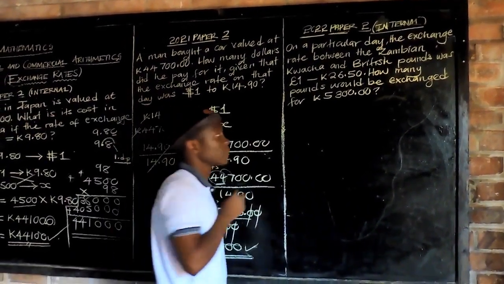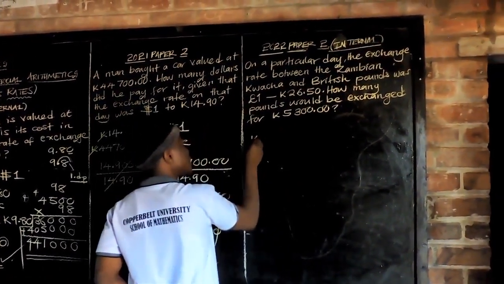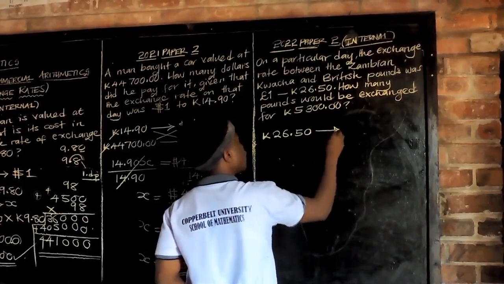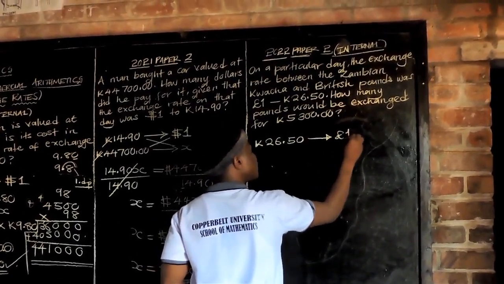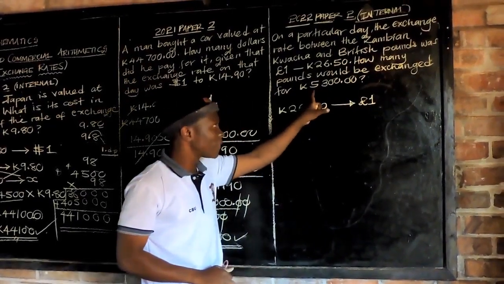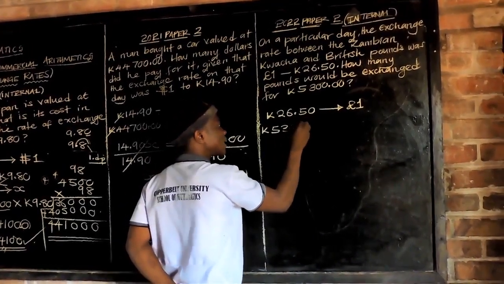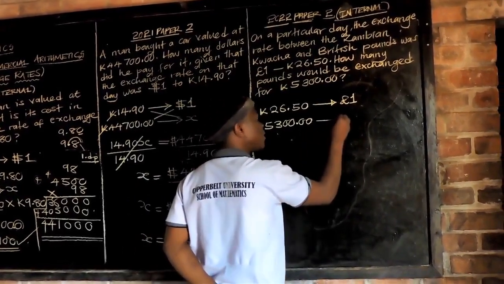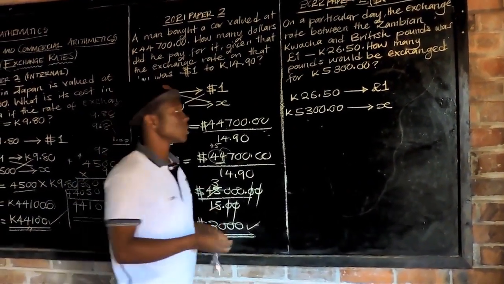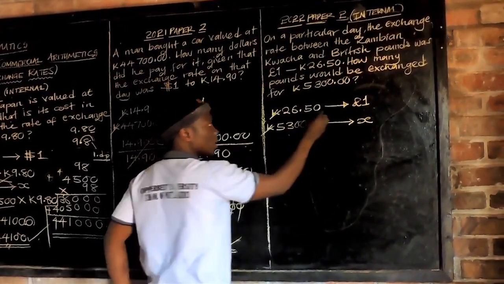So in this case, we are going to first write this exchange rate and say 26 kwacha 50 ngwee is equal to how many British pounds? We have 1 British pound. Now, we are told how many pounds would be exchanged for 5,300 kwacha. So 5,300 kwacha is equal to how many British pounds? X. We are not interested in kwacha, only in pounds. So cancel the kwachas and remain with the pounds. Then you can cross multiply easily.